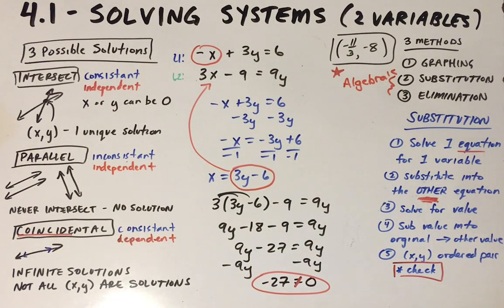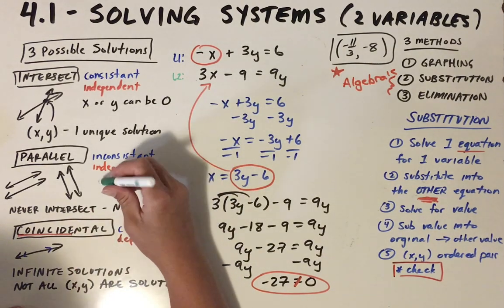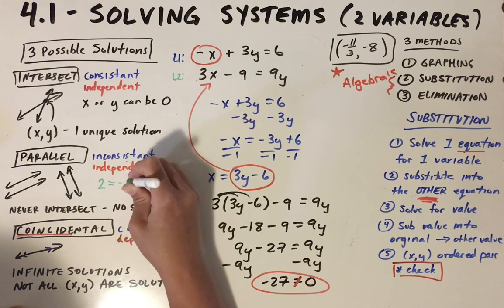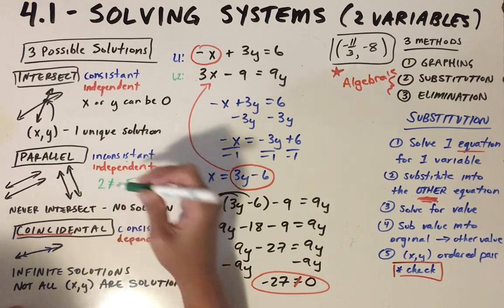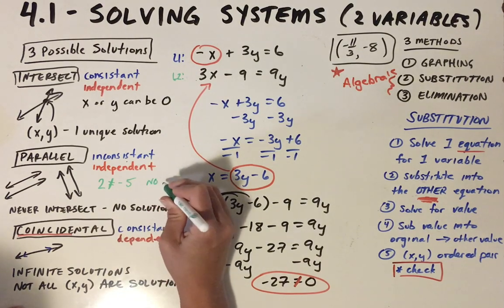Okay, so algebraically, what happens here? Well, algebraically, when I'm solving for parallel lines, I end up getting a false statement. So I get something like 2 is equal to negative 5. So this is completely false. I get some false statement with no variables. You can see the variables dropped out.